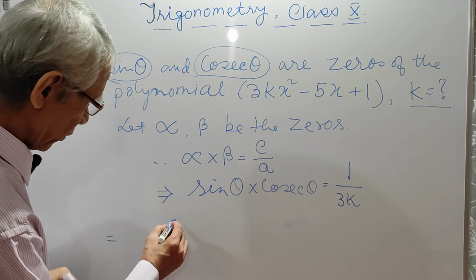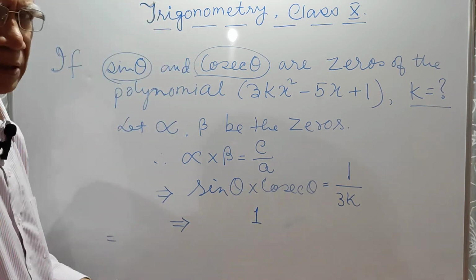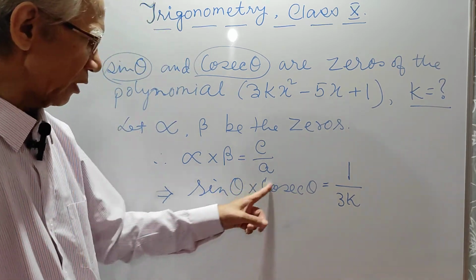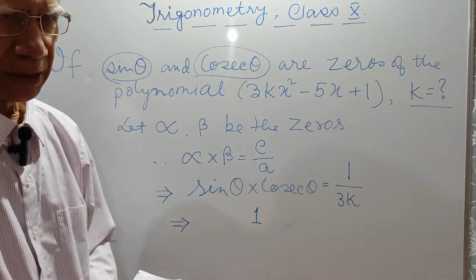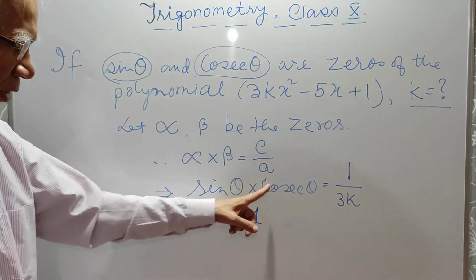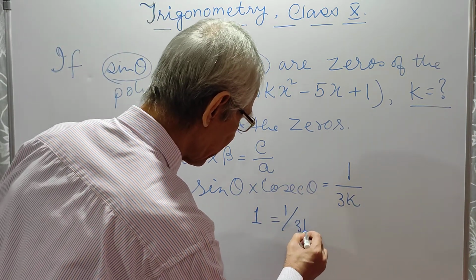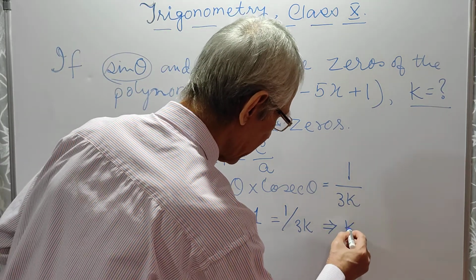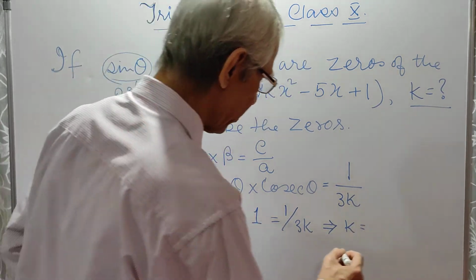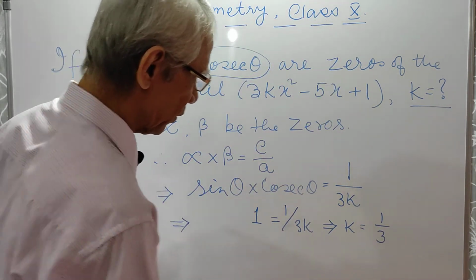All right. Now, these are reciprocal of each other. Therefore, 1. So, sine into cosec is 1. Sec into cos is 1. Cot into tan is 1. All right. So, their product is 1 because they are reciprocal of each other. So, 1 equal to 1 by 3k. So, from here we get the value of k. So, what is k equal to? 1 by 3. K equal to 1 by 3. Isn't it?